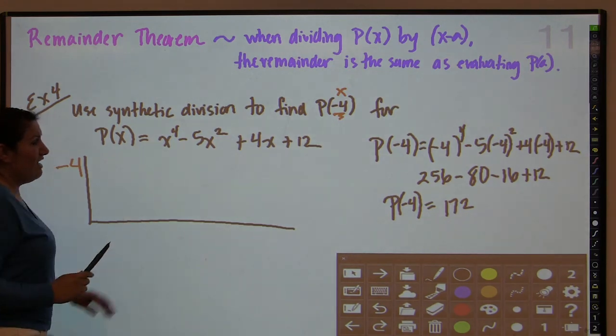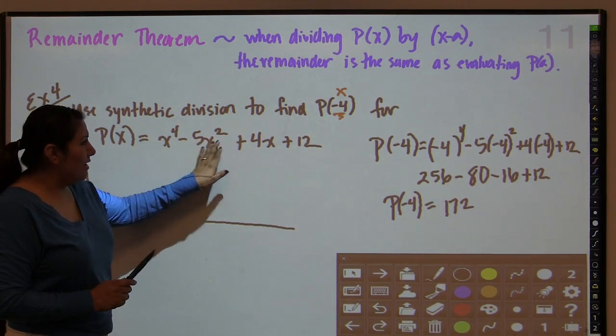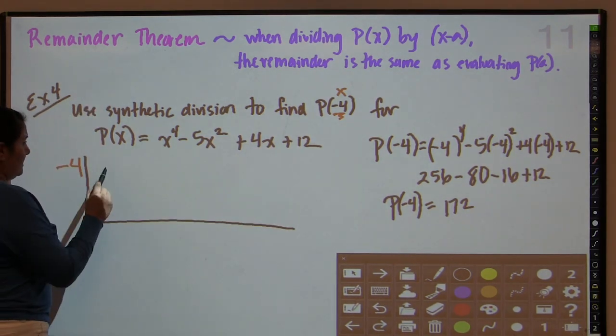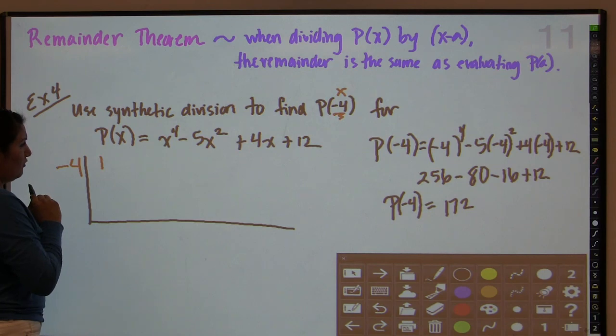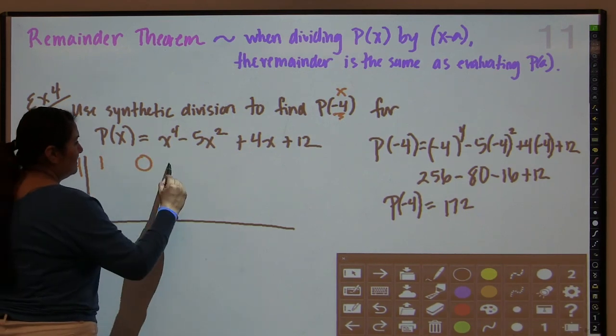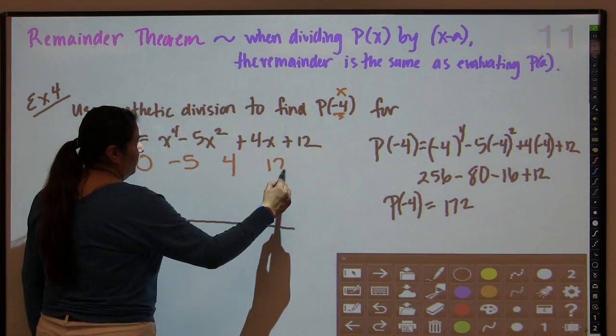And then we're going to have all of these terms. Now notice that the cubic term is missing. There's a 4th, there's no cubic, there's a squared, a linear, and a constant. When that happens, I'm going to put a 0 in its place. So here's a 1 for x to the 4th, 1x to the 4th. There's 0x cubed, there's negative 5x squared, there's 4x, and then there's 12.